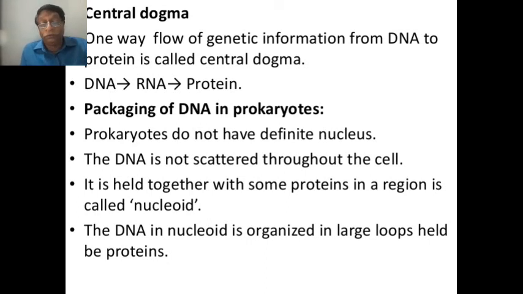But later on, in retrovirus, Temin discovered reverse transcription. That is, genetic information flows from RNA to DNA, not from DNA to RNA. This phenomenon is called Teminism, for which he got the Nobel Prize.